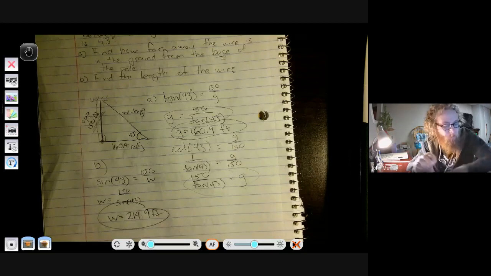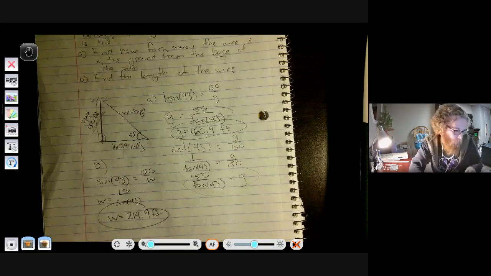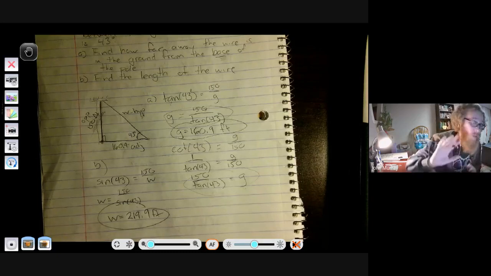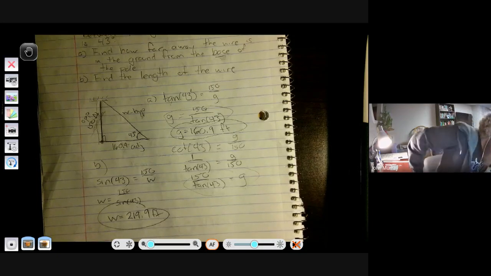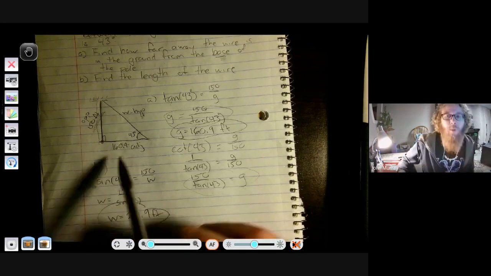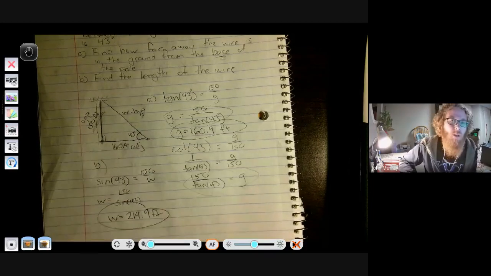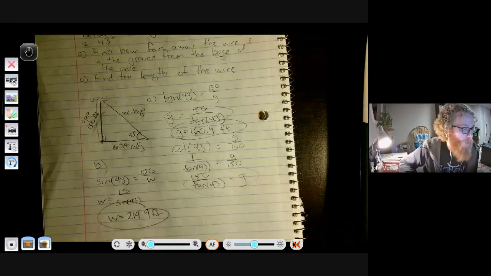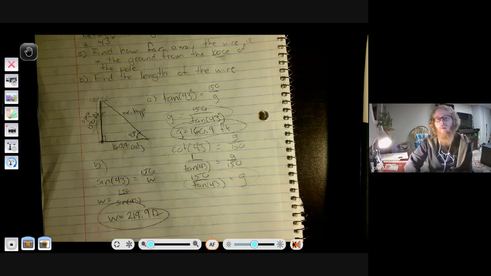All right, any other questions? All right, so these problems don't really get much more complicated than this for now. So your main issue is making sure you set up the triangle and put the correct information where it belongs. If you had the 150 in the wrong spot, then that's going to mess you up. So just make sure your diagram is as accurate as possible.